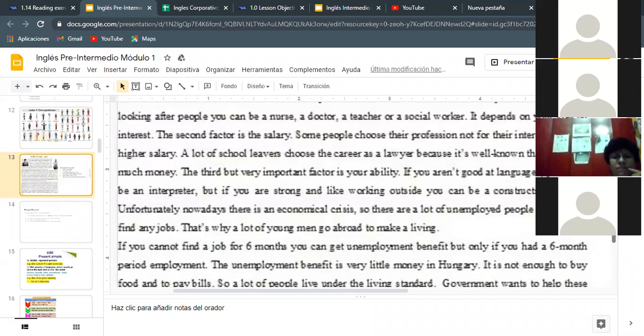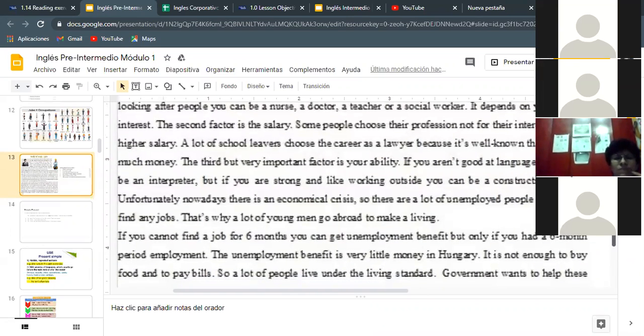Edith Ramirez. Okay. Sorry, me moví. Aquí.